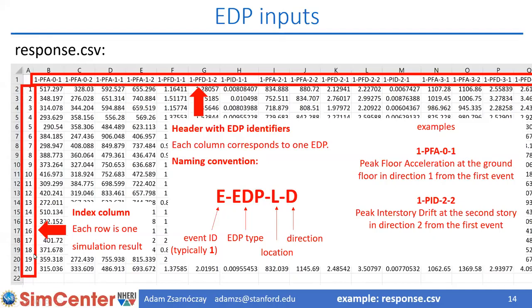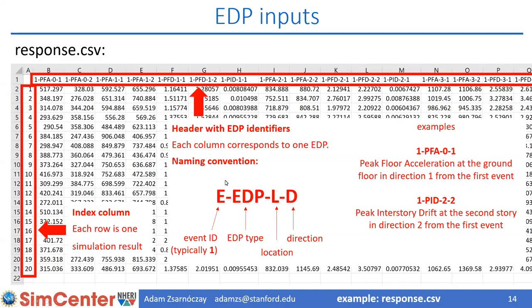You have an index column where each row will correspond to one simulation result. So this is 20 ground motions, so 20 simulations, as you can see. And then a header, which will identify the various EDPs that came out of your simulation. Each column is going to correspond to one EDP. And we have the following naming convention.